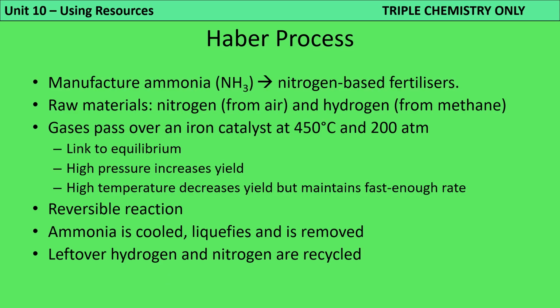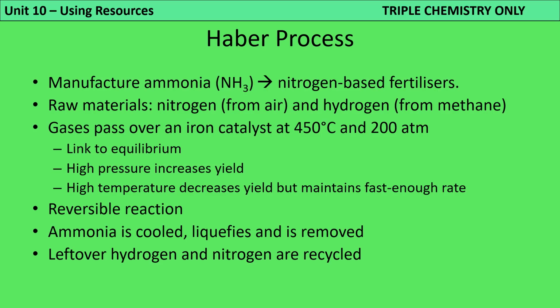The Haber process is a really important industrial chemical process used to manufacture ammonia for making fertilisers. It's made out of nitrogen, which is extracted from the air, and hydrogen, which is made by reacting methane with steam. The nitrogen and hydrogen are passed over an iron catalyst at 450 degrees C and 200 atmospheric pressures, and you need to be able to explain why these reaction conditions are used. It all links to equilibrium because this is a reversible reaction.